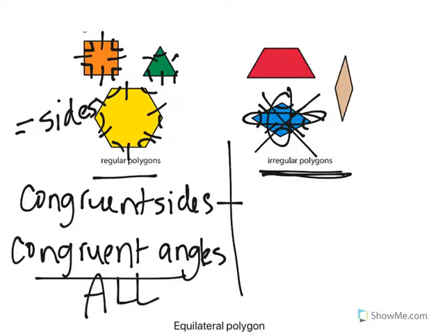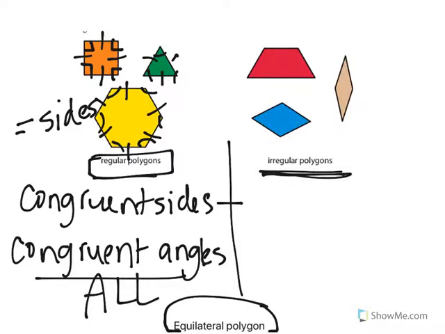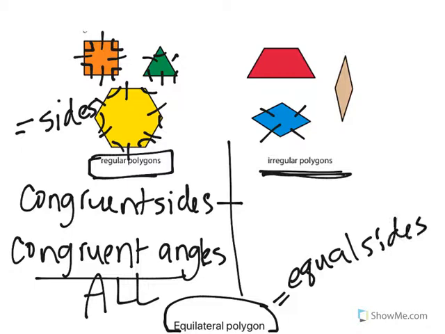The difference between a regular and an irregular polygon is that all sides and all angles are congruent for a regular polygon, whereas not all sides and not all angles are congruent for an irregular polygon, even if some are equivalent. Now, you'll notice there's this word down here, equilateral polygon. So when we look at an example like this rhombus that you see, it is equilateral, meaning that it has 4 equal sides, okay? So equilateral means equal sides, but not equal angles, okay?